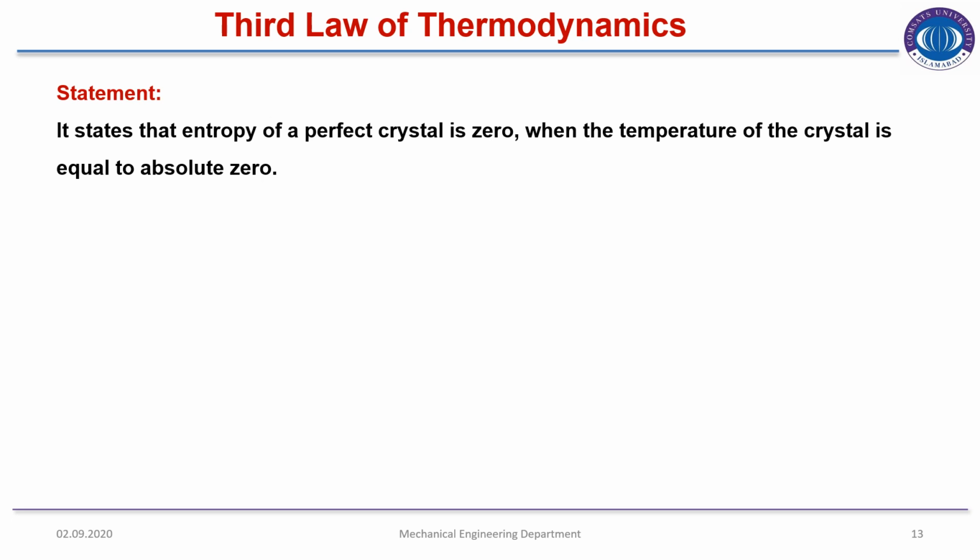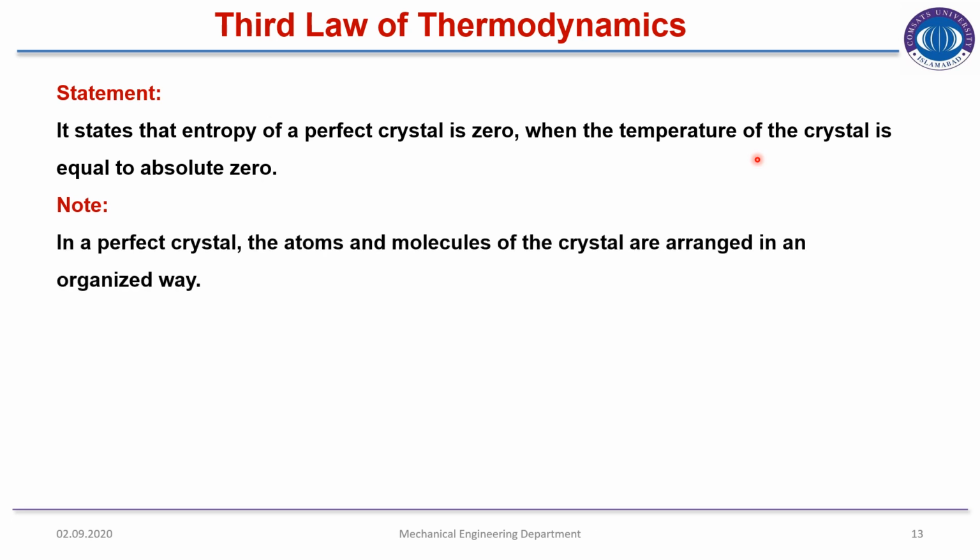So this is the statement of the third law of thermodynamics. It states that the entropy of a perfect crystal is zero when the temperature of the crystal is equal to absolute zero. We have already discussed that statement in the previous slides as well. At that time I asked you to search what is meant by a perfect crystal. So here is the one line definition: in a perfect crystal, the atoms and molecules of the crystal are arranged in an organized way.